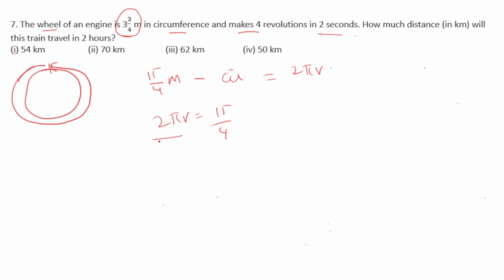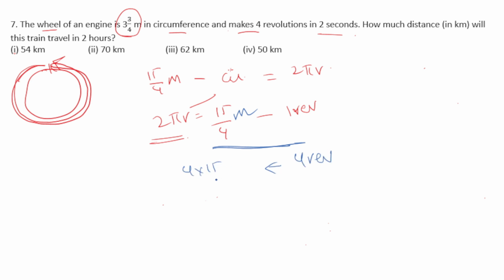Okay. See here 2 pi r means it is the circumference, that is length of the boundary. Okay. That means it is 1 revolution. This 2 pi r means 1 revolution. That is 15 by 4 meters. So in 1 revolution, it will travel 15 by 4 meters. Okay. In 4 revolutions, how many meters it will travel? It is 4 into 15 by 4. It is 15 meters. In 4 revolutions, it will travel 15 meters. And this will cover in 2 seconds. Okay. 15 meters will be covered in 2 seconds.